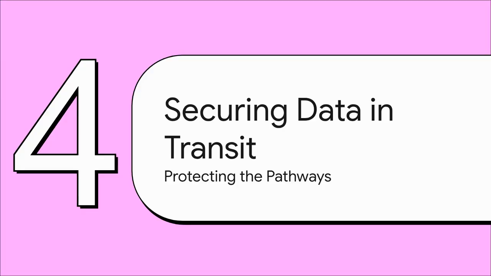Okay, so our hub and spoke model is perfect for data that's sitting still, or data at rest. But what about data that's on the move? You know, data in transit, flying between services or out to your users over the internet. That needs its own layer of protection. We've got to secure the pathways themselves.